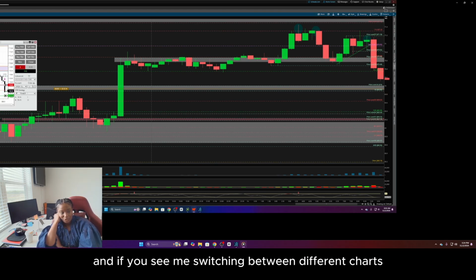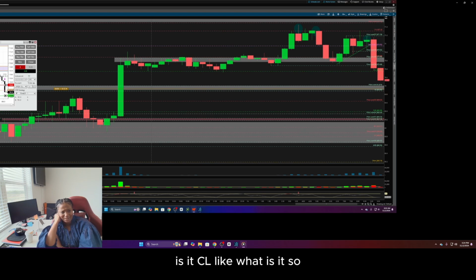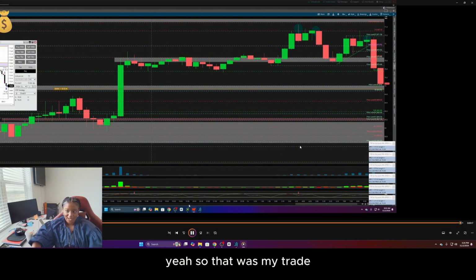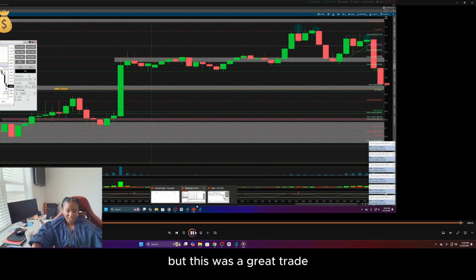And if you see me switching between different charts, it's because with CL, sometimes it looks like it's not moving. I'm like, is it my internet? Is it CL? What is it? Yeah, so we see how it's moving down. I moved my stop real close because it was close to that gray zone. I think it retraced and took me out. So that was my trade, and this was a great trade.